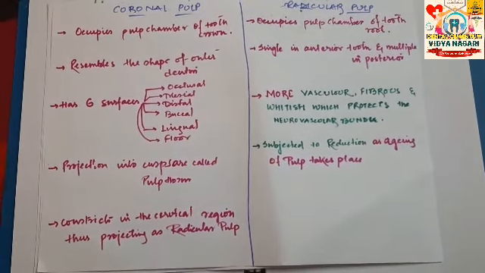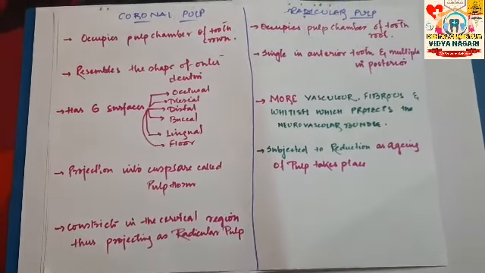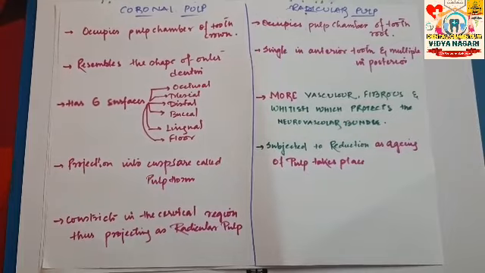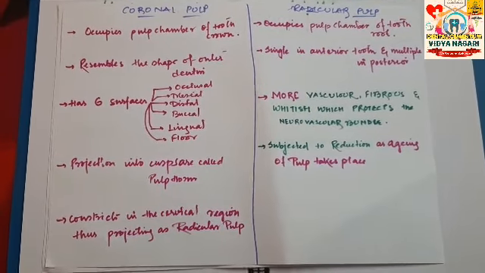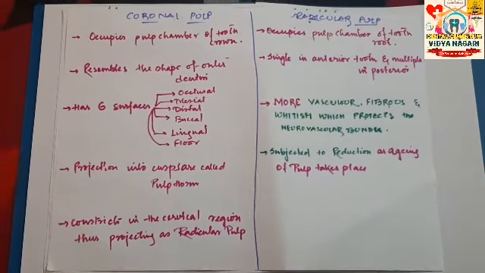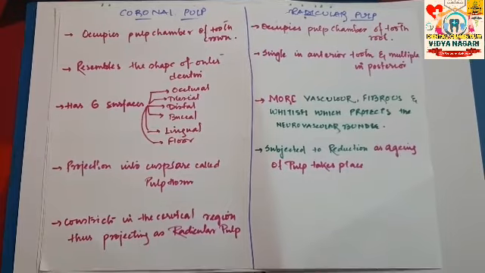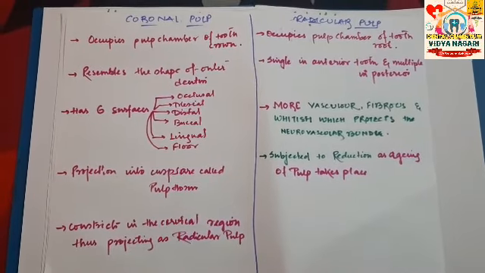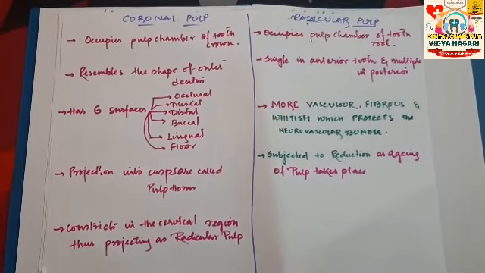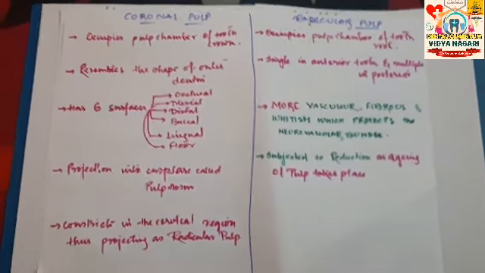Let us now discuss the radicular pulp. The radicular pulp occupies the pulp chamber of the tooth root. It is single in anterior teeth and multiple in posterior teeth, since most of the posterior teeth are multi-rooted. This is more vascular, fibrous and whitish than coronal pulp and protects the neurovascular bundle. This is subjected to reduction as aging of pulp takes place.